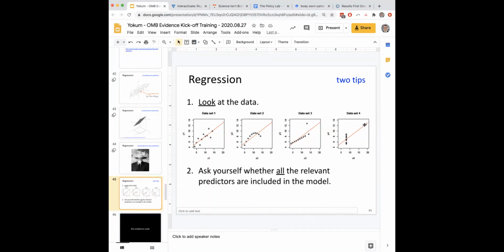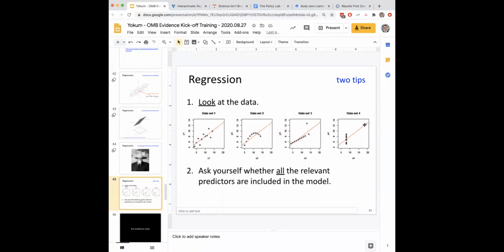The second big thing to ask yourself is whether all the relevant predictors are included in the model. What I mean by that is, I gave you a simple example of just using height to predict someone's weight, but these regression models are only as good as all the different predictors that are in there. In this case, we know that weight is going to be predicted by a lot more things than just height. Things like age, how much a person exercises, what their diet is. All of these various variables, if they're not accounted for, are going to lead to models that don't predict as well.